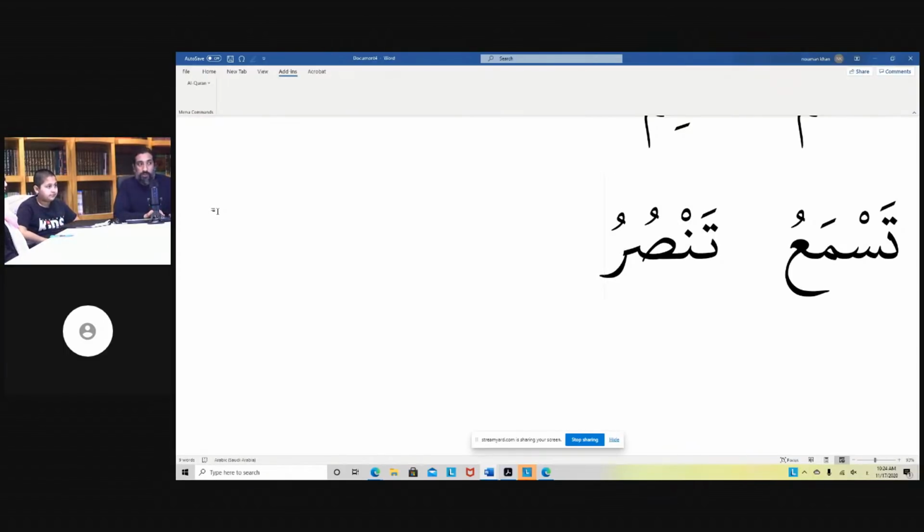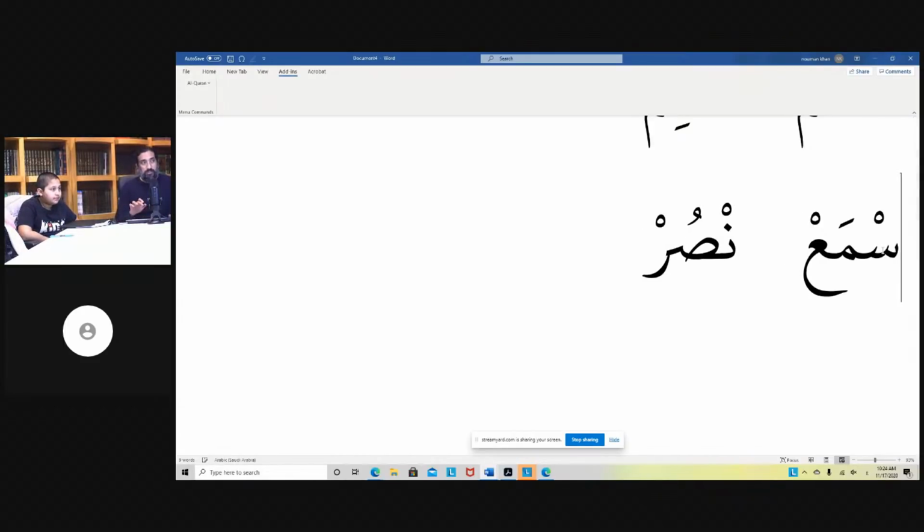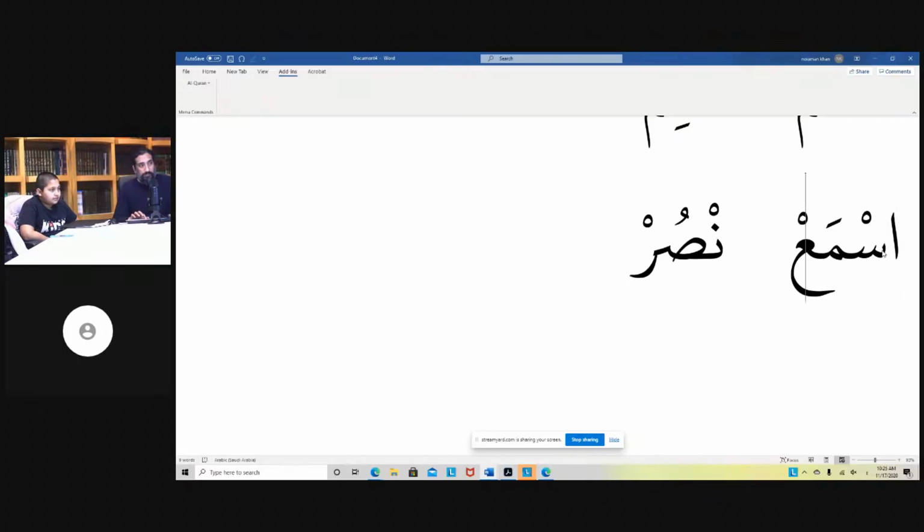If I wanted to turn these into a command, first I would turn them into their lightest version. What is the lightest version of tasma'u and tansuru? Tansur and tasma. Then I would get rid of the ta. That would be step 2. Then I decide whether I can read it or not. Can I read sma' nusur? Not really. So then they need help. And make sure that alif does not have a hamza.